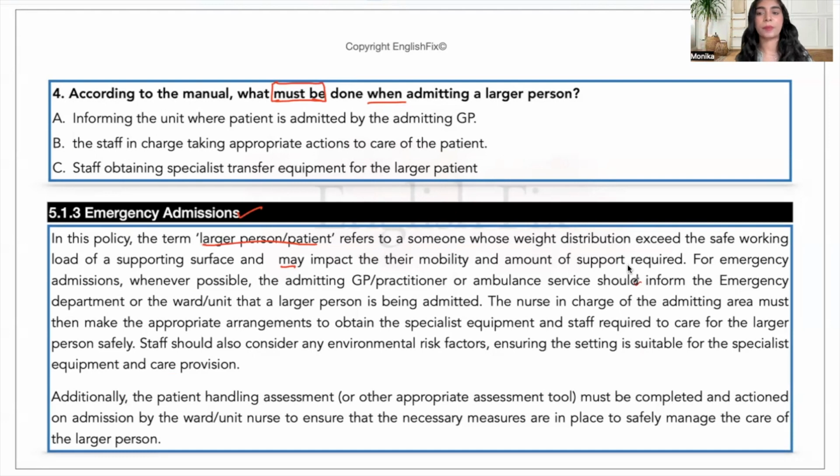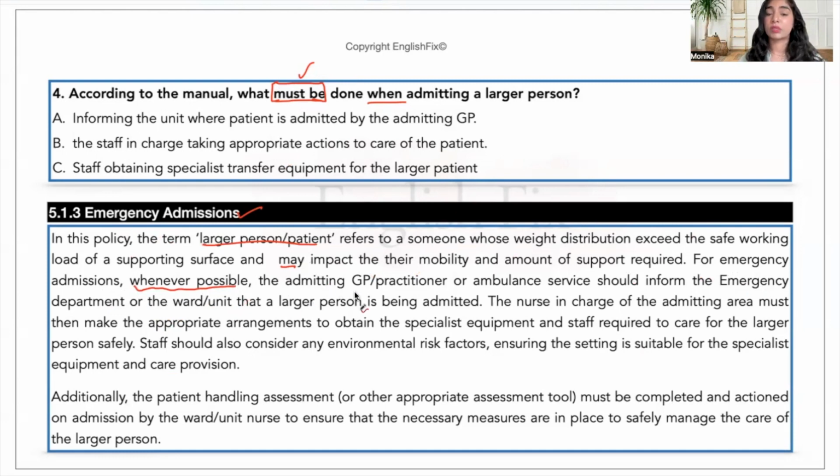That's the meaning. Now, for admissions and emergency admissions, because that's all we are talking about here, whenever it is possible, that means it does not always have to happen, right? Must be happening? No, whenever it is possible for you, please do it. So that's optional, really, whenever it is possible.